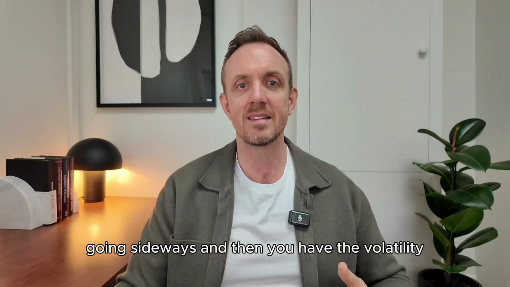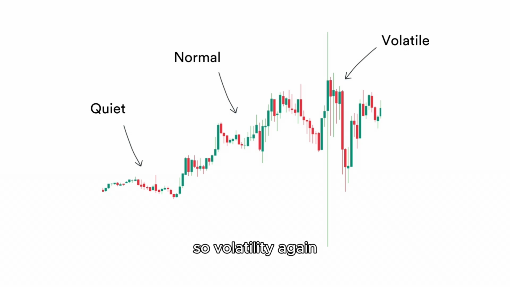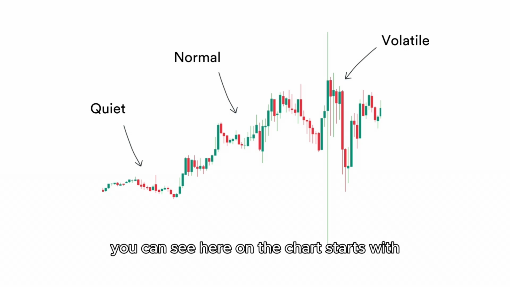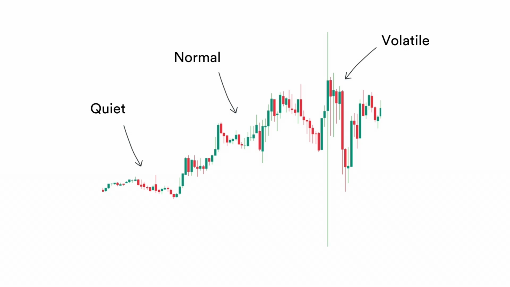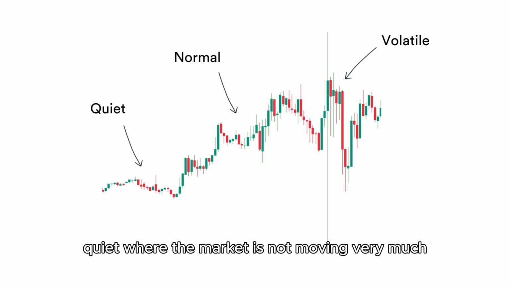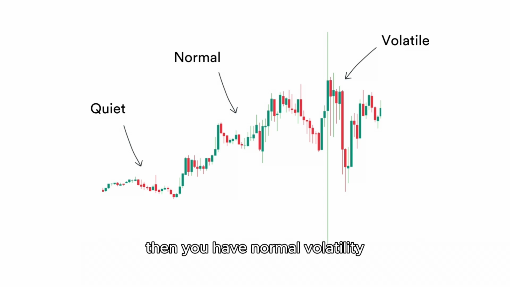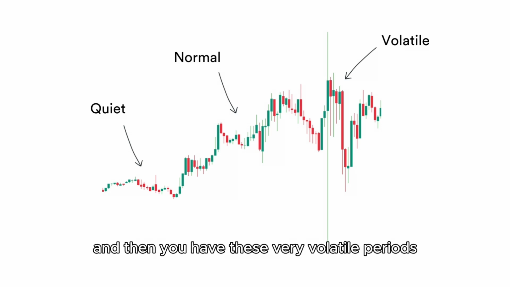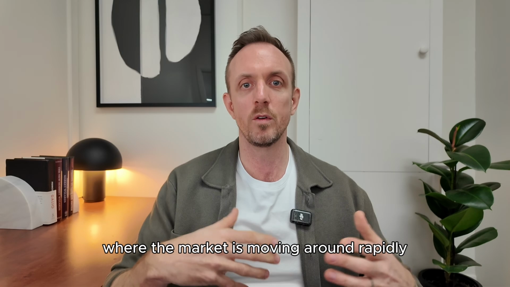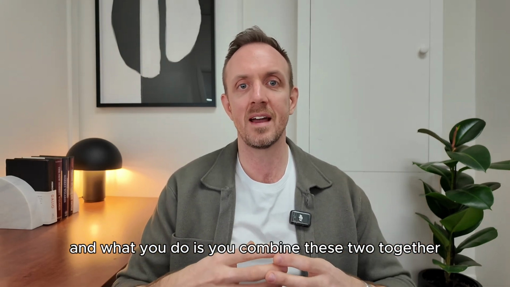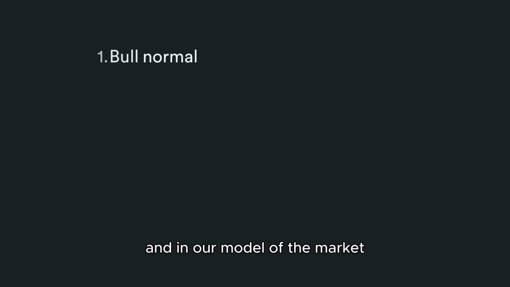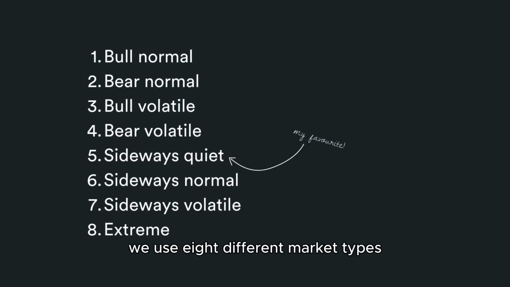And then you have the volatility. Volatility, again, you can see here on the chart, starts with quiet, where the market is not moving very much. Then you have normal volatility, which is a normal amount of movement. And then you have these very volatile periods where the market is moving around rapidly. What you do is combine these 2 together and that forms market types. In our model of the market, we use 8 different market types.